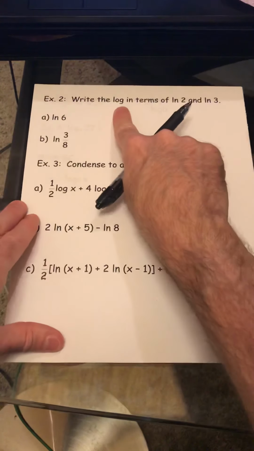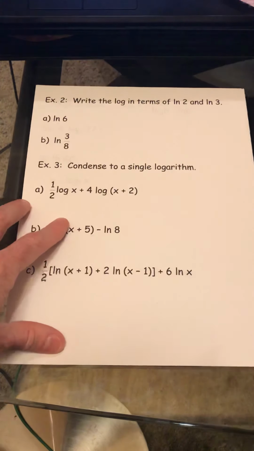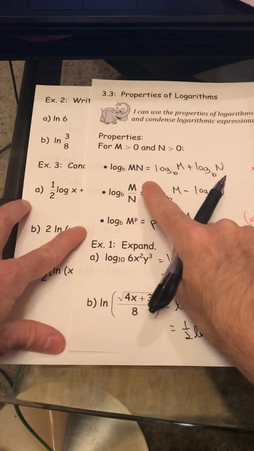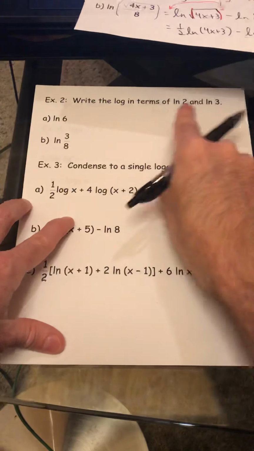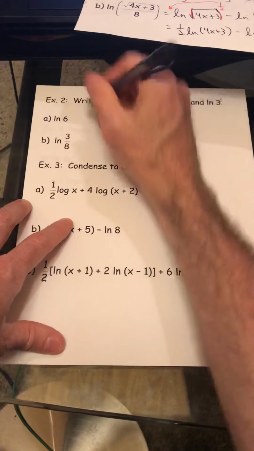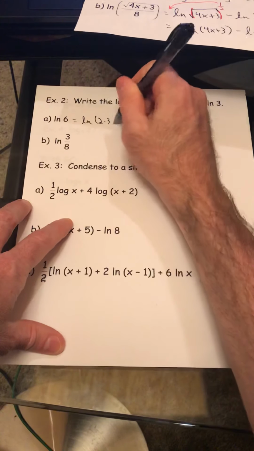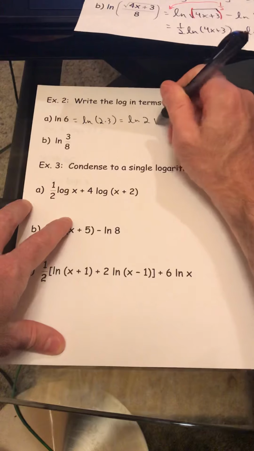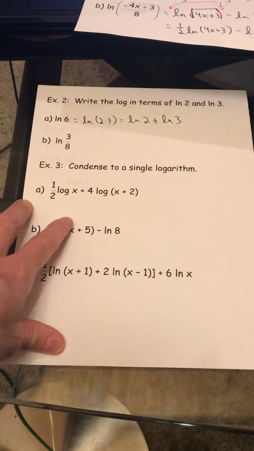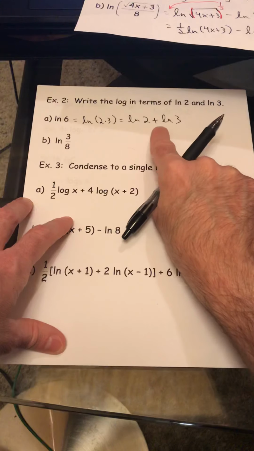All right, so write the logarithm in terms of natural log 2 and natural log 3. These are once again expanding problems. Basically, what we have to do is rewrite this value in terms of 2 and 3. To get 6 from 2 and 3, that's just the natural log of 2 times 3. So then this is natural log 2 plus natural log 3 when we expand the multiplication using addition. Once again, do not actually worry about whatever decimal that is.